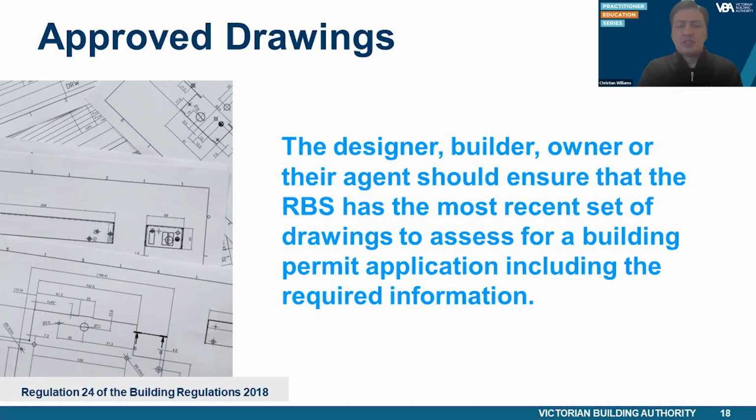Where there are variations to the building work, approved drawings or other documents, the documentation will again need to be submitted to the RBS for approval prior to undertaking the building work. This may require the issue of an amendment to a building permit, an additional stage building permit, or a new building permit, depending on the extent of the variation.